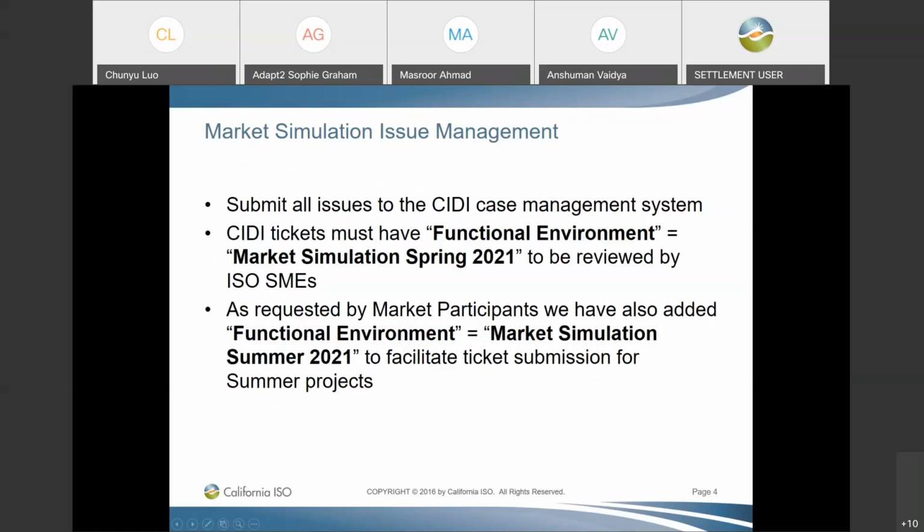So please submit all your CD tickets for a Spring 2021 project to Market Simulation Spring 2021 Functional Environment. And as it was requested last meeting, we have also created a Market Simulation Summer 2021 Functional Environment that will facilitate ticket submission for summer projects. Any questions regarding CD submissions?